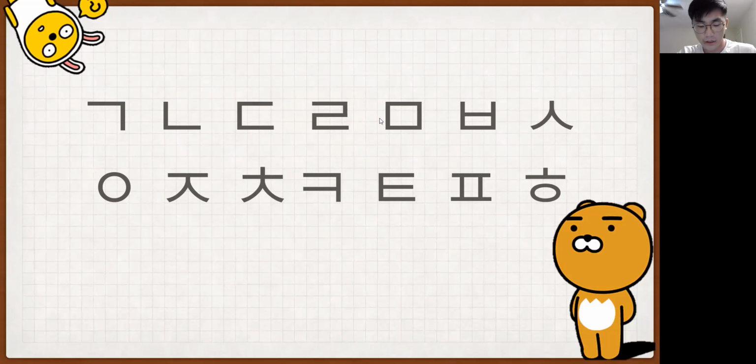Okay, and the next one is mium. This makes the M sound. The next one is piu. This is like the B sound. Okay, piu.